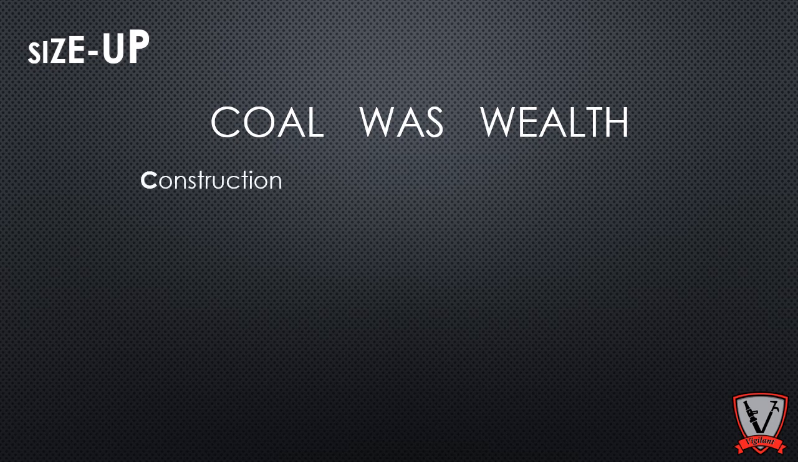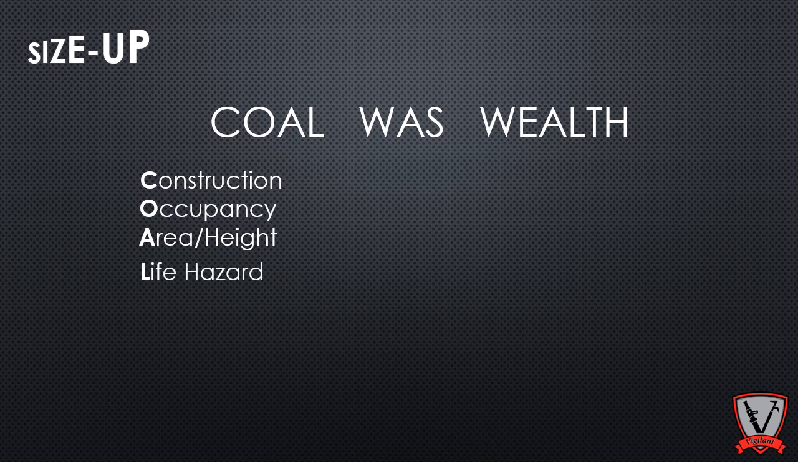C is for construction. The O in COAL is occupancy. The A, area and height. The L, the life hazard. So we can see that the COAL in the phrase COAL WAS WEALTH represents the building.